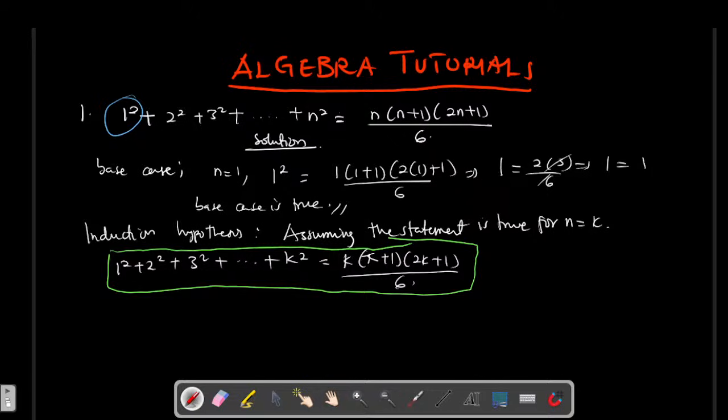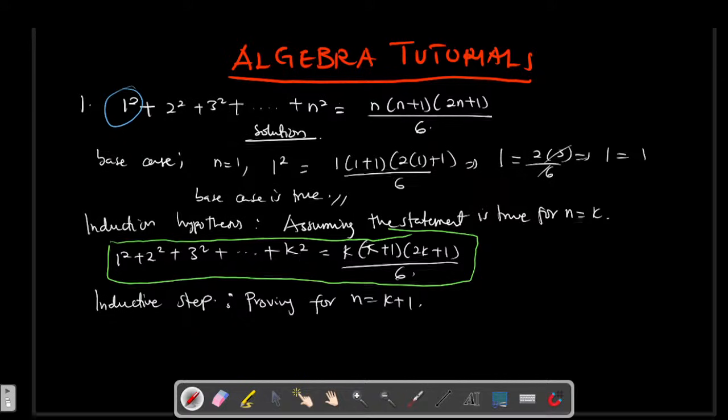Then the next thing we do is we move to the inductive step. That is where the main proving comes in. So what do we do? Here we prove for n is equal to k plus 1. Now we've already assumed that our statement is true for k. For our statement to be true for every natural number, it means that the number after k should also work.